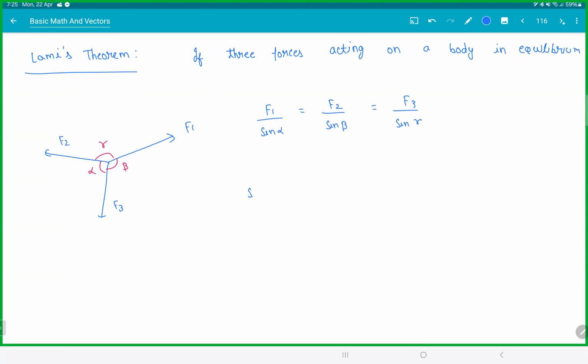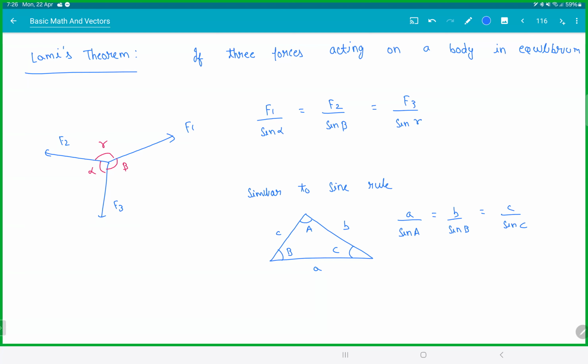If you think about it, this is similar to the sine rule. There is no difference, because the sides of the triangle will be the forces. If this angle is A and the opposite side is small a, this angle is B and the opposite side is small b, this angle is C and the opposite side is small c, then a by sine A is equal to b by sine B is equal to c by sine C. This is called Lami's theorem.